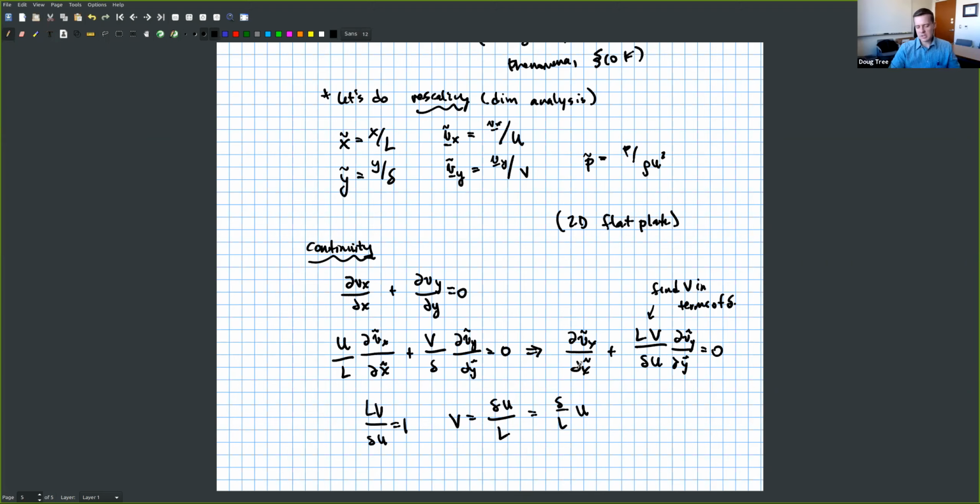But what's going to happen is as I'm near the plate and the velocity slows down there, some velocity is going to have to go up, right? And that's because of continuity. The mass balance says that. Okay, so we'll pick up our derivation of the boundary layer equations next time.